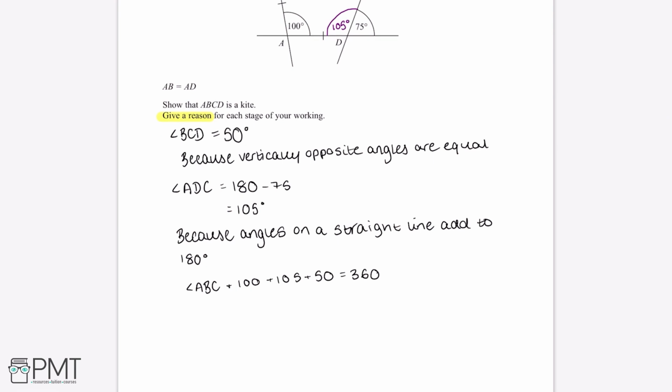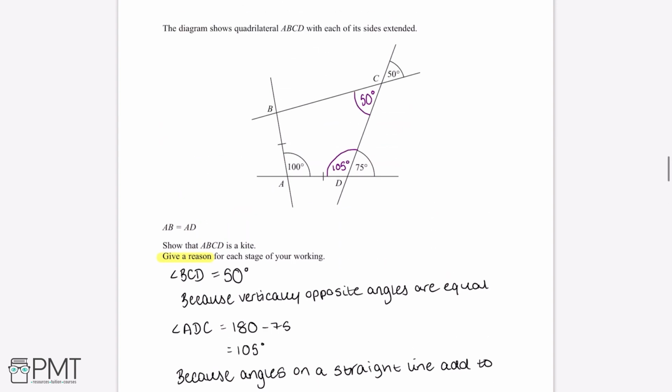And when we simplify this down, this tells us that angle ABC is equal to 105 degrees. And our reasoning for this is because angles in a quadrilateral add up to 360 degrees. So again, we can fill in angle ABC on our diagram. So now what we can see is within this shape, we have 2 equal angles and 2 equal side lengths. So therefore, quadrilateral ABCD is a kite.